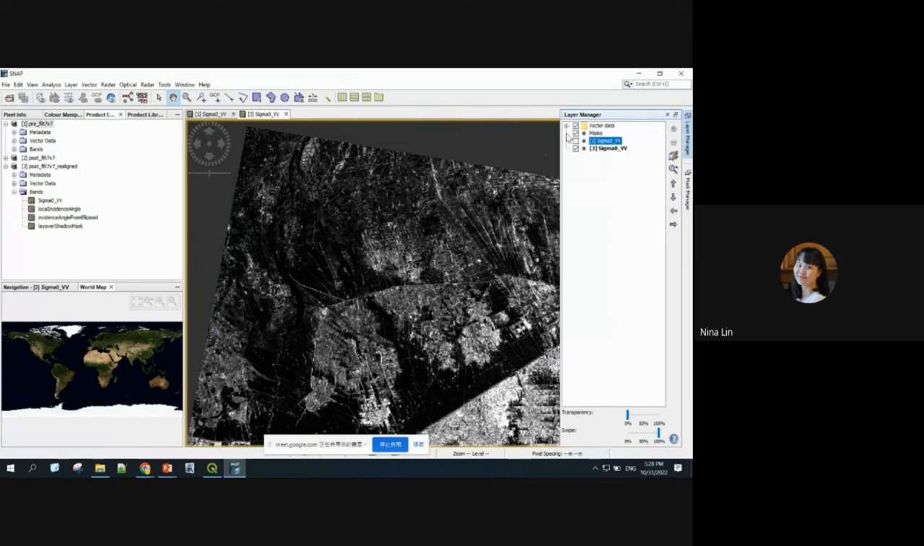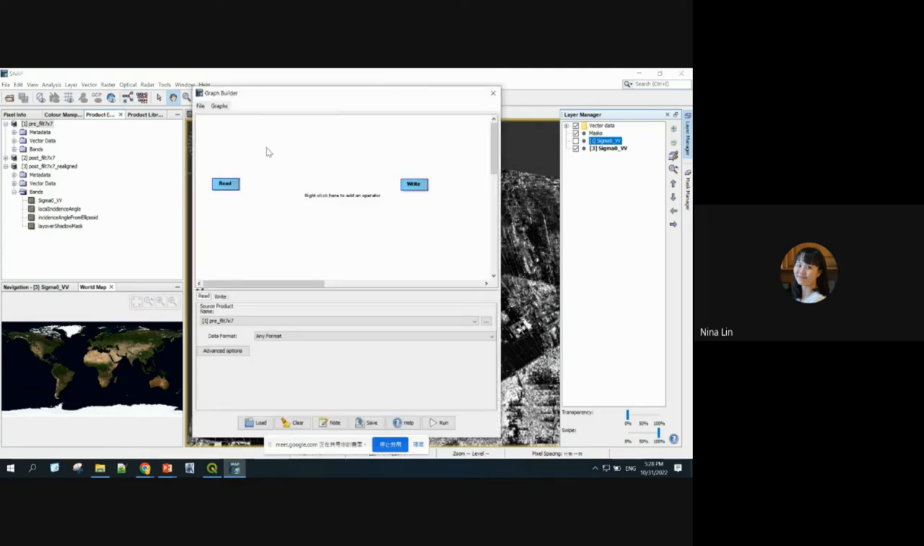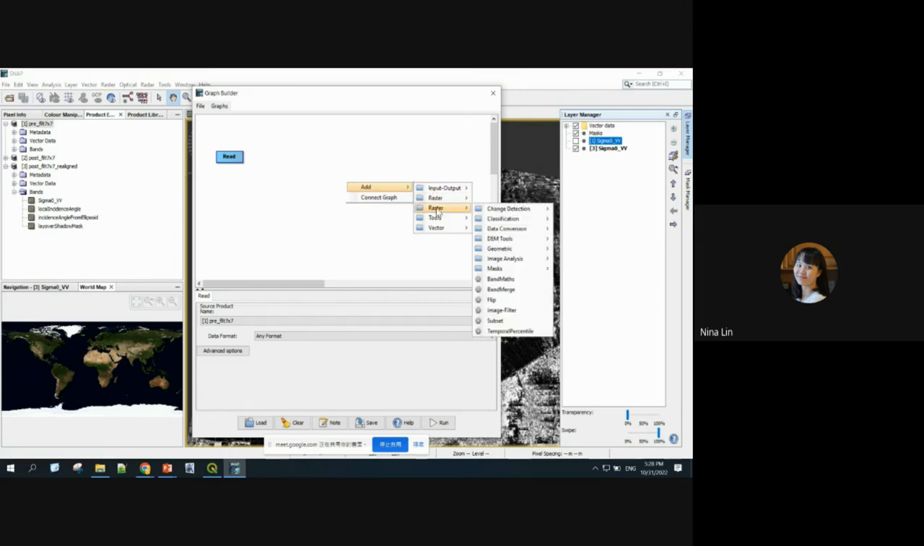The first one, let's do session three, band merging. We need to merge these two bands into the same product in order to do the next analysis. So according to slide 3.1, we need to load these blocks. Let me do that. I have a read, and I want to do raster data conversion.